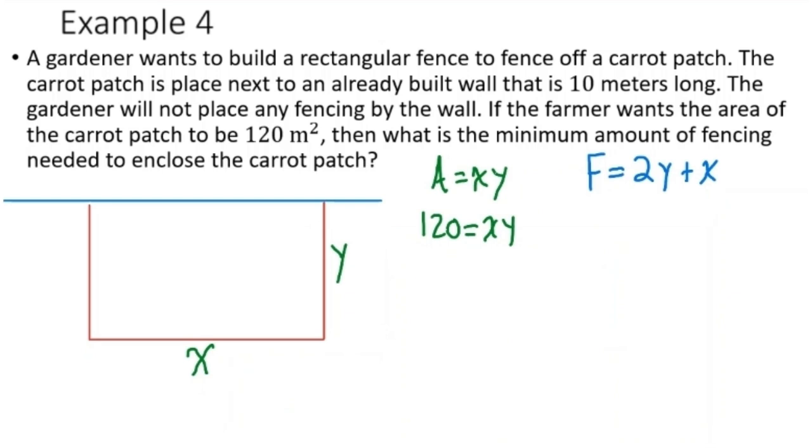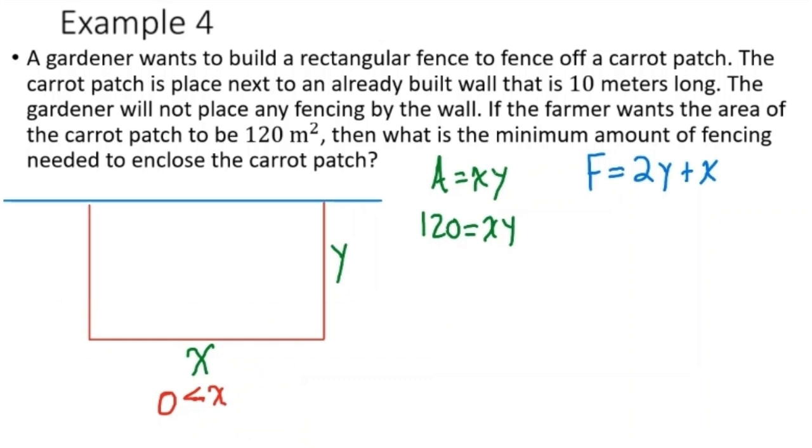From here, let's start thinking about our range of values for x. Since our area is fixed and it has to be 120, can we make x 0? No, because if x is 0, the area would be 0. So we have to have that 0 is less than x. What is the most I can make x?